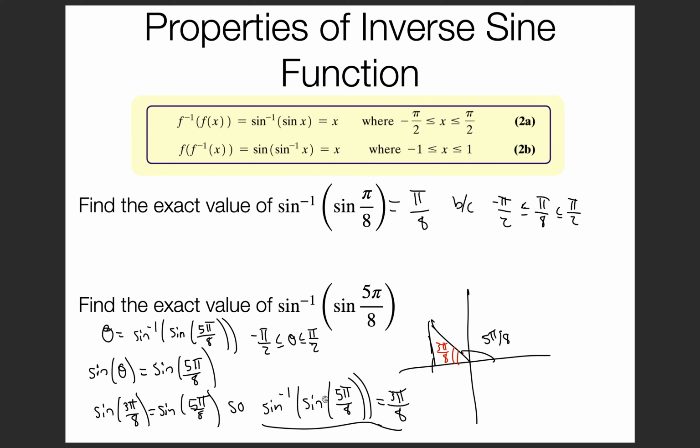The second one, sine inverse of sine of 5 pi over 8. Now we have 5 pi over 8, and pi over 2 is equal to 4 pi over 8. So 5 pi over 8 is bigger than pi over 2, and so it does not lie in that region. So we've got to do some extra work to get there.